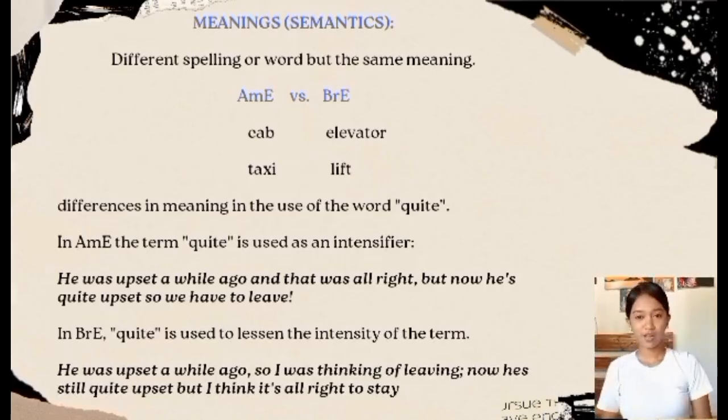So that's all about our topic for the varieties of the English language. We are now going to move to our next topic.